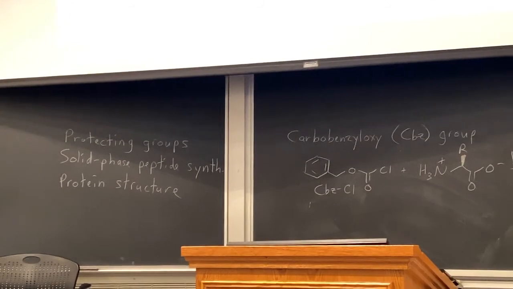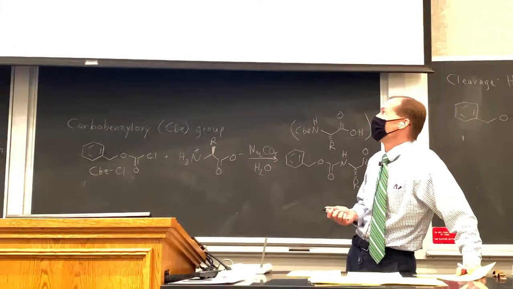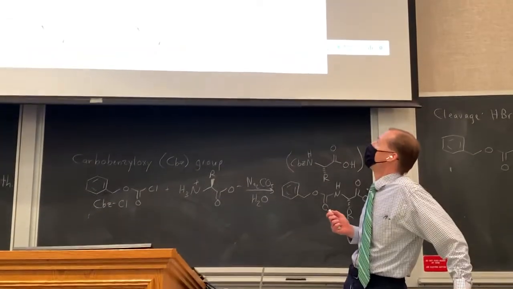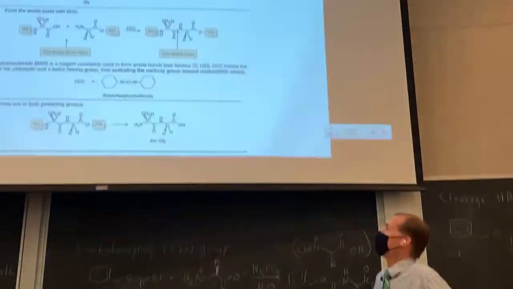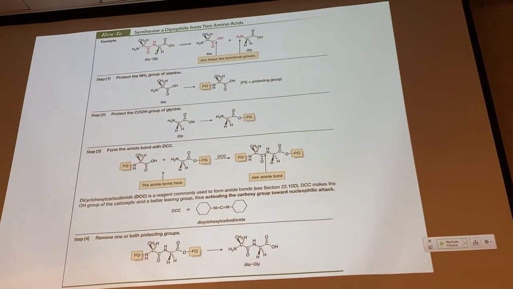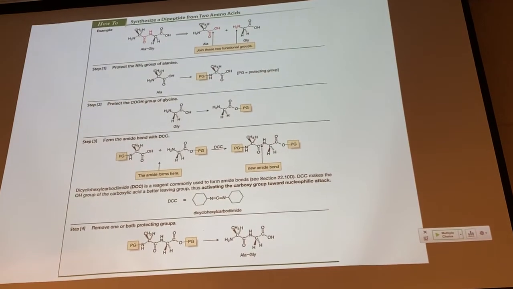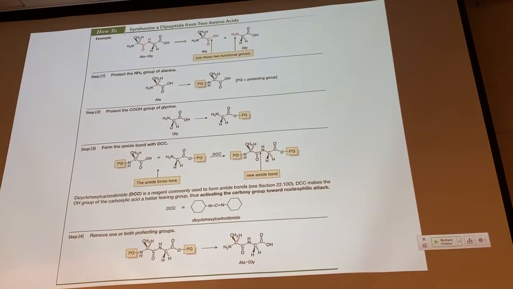So where we left off on Monday was with this general description of how we can synthesize a dipeptide. We need to use protecting groups to block the functional groups that we don't want to react. Then we perform our amide bond forming reaction, and then we remove one or both of the protecting groups. And we'll talk about that in a moment.